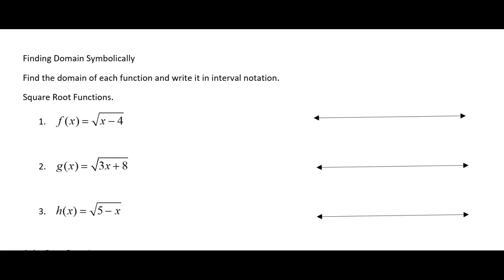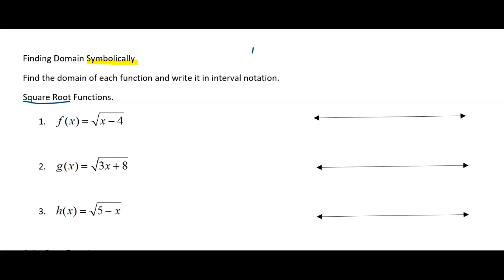In this video, we'll discuss finding domains symbolically, which just means we're going to look at the function instead of the graph. In some previous activities, we've looked at the graph and decided on the domain based on the graph, the visual part of the function. But now we're going to learn how to look at just the function and figure out how that domain should work. The first ones we're discussing here are square root functions.